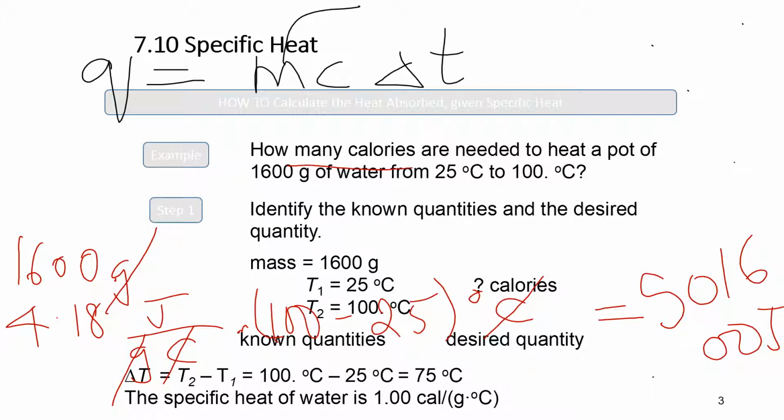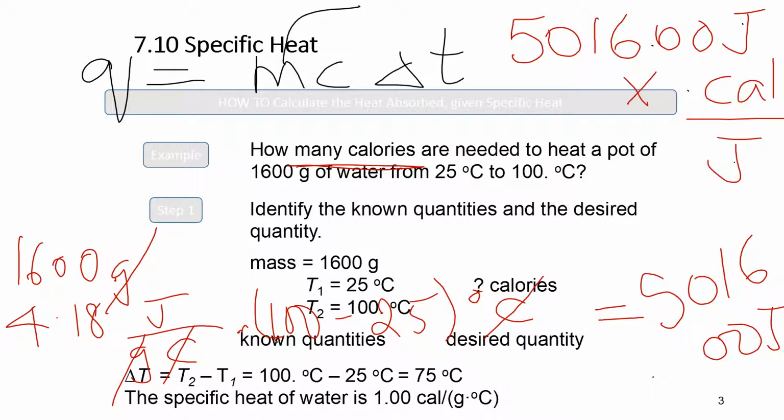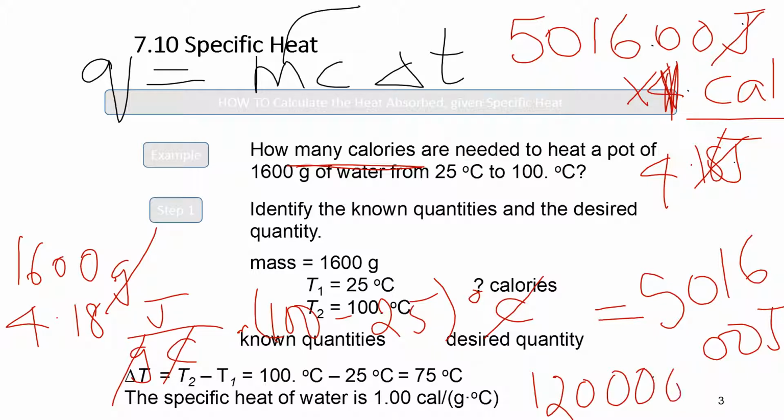Now they've asked us for calories, so we would need to go ahead and convert. The answer that we got, and you should be putting this into your calculator, is 501,600 joules. Since they've asked us for calories, I can very easily convert that by multiplying by 1 calorie per 4.18 joules, or dividing by 4.18 joules. And when I do that, again, do these as I talk to you about them, you get 120,000 calories.